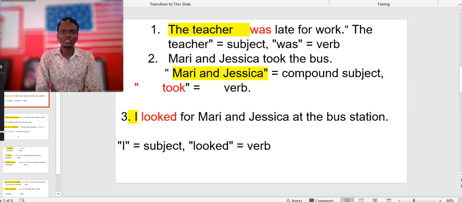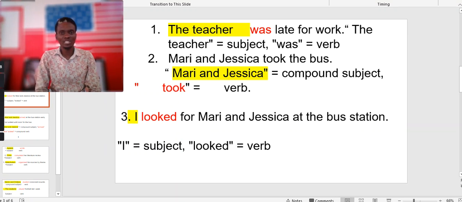The teacher was late for work. Who performed the action here? The teacher. So you say the teacher is the subject. What action did the teacher perform? The teacher was. Was is the action, and that is your verb. So one subject, the teacher, one verb, was. So we say was is our verb.